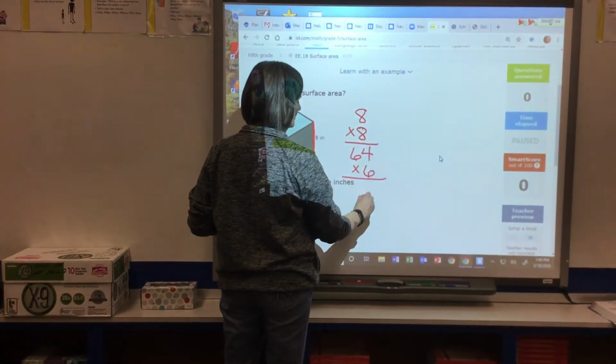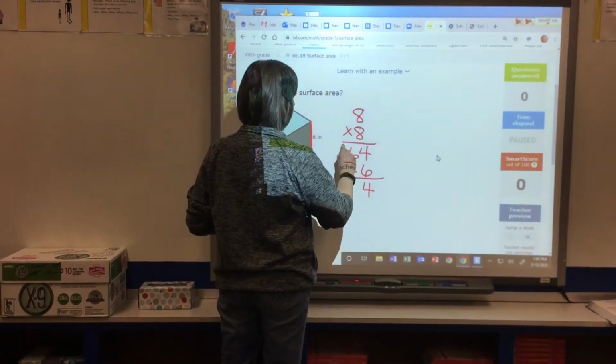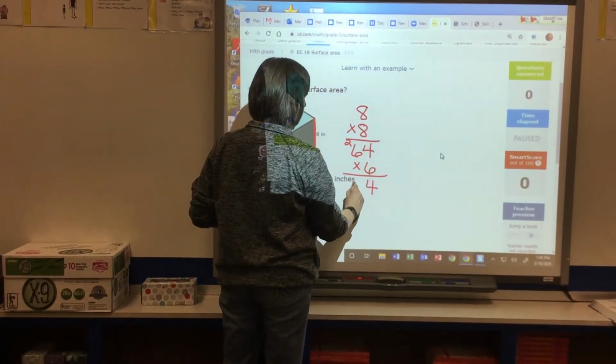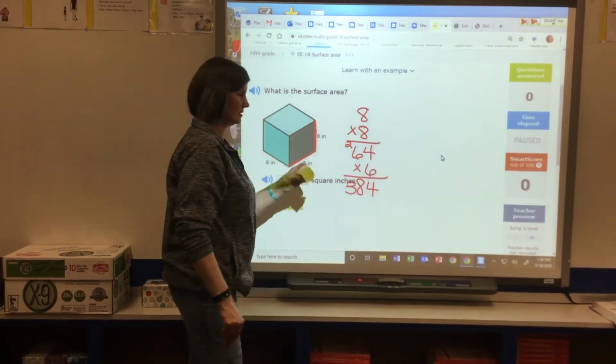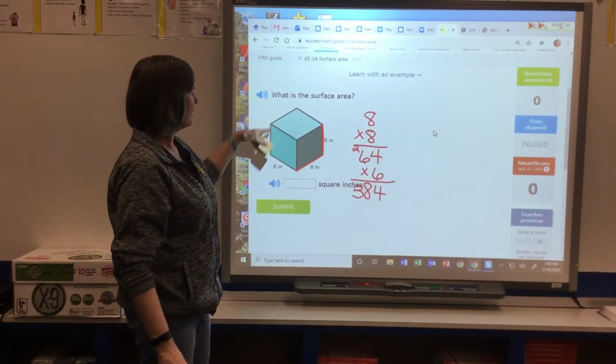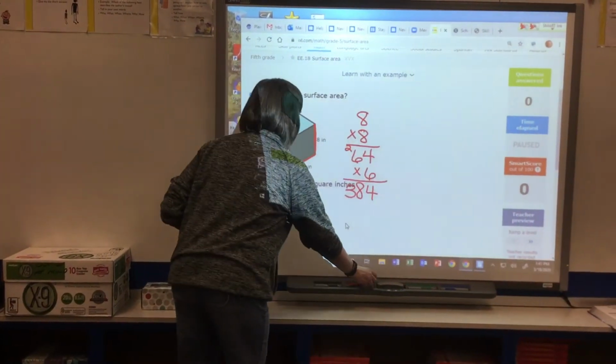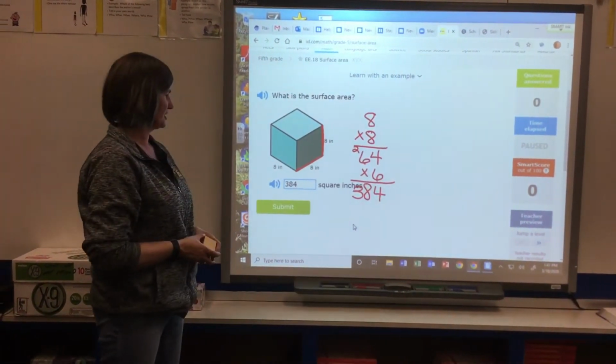How much is 6 times 64? 6 times 4 is 24. Put down the 4, carry the 2. 6 times 6 is 36, plus 2 more is 38. So the surface area of the cube shown up on the smartboard is 384 square inches.